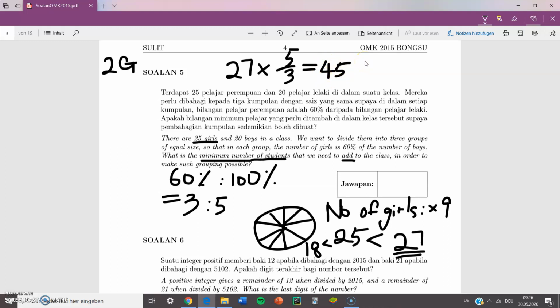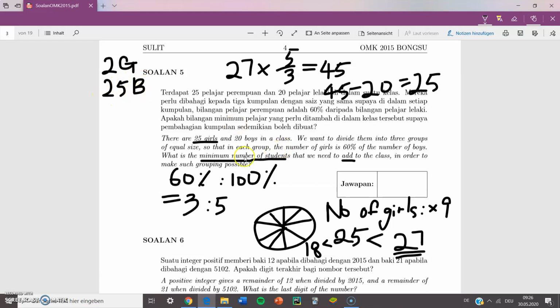And then we already have 20 boys in this class, but the minimum number that we need is 45. So how many boys are we still lacking? 45 minus 20 equals 25. So we also need 25 boys. Okay, so jot it down over here.